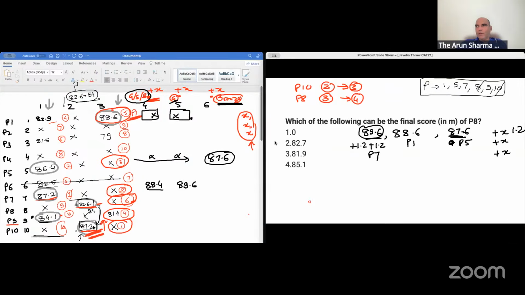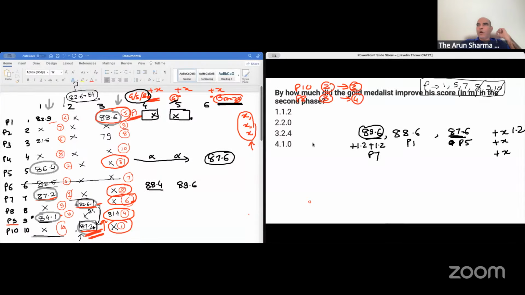Which of the following can be the final score in meters of P8? Now, P8 is somebody who has not improved his score at all. So his score has to remain between 82.6 and 84. So there's only one value for that. Final score of P8, that's going to be 82.7. There's only one answer for this. And the last question, by how much did the gold medalist improve his score in the second phase? We have been able to work out that he improved his score by 2.4.